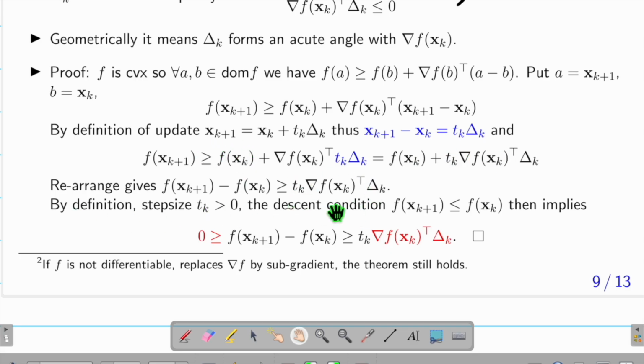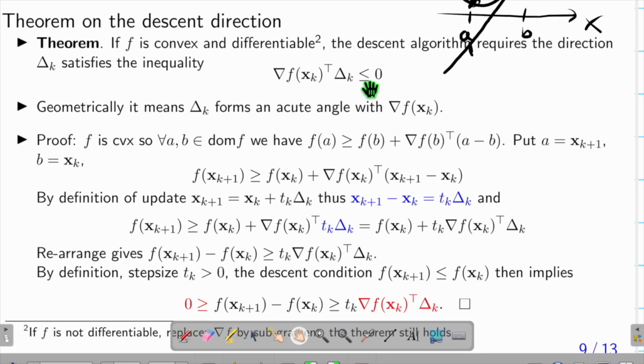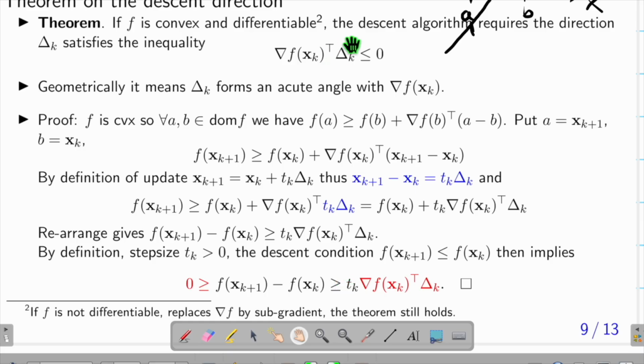By the definition of descent, I want the new value smaller than the old. That means this whole thing needs to be negative. This thing needs to be negative means, by this inequality, this is larger than this thing, which is larger than this thing, so 0 is larger than this thing. So I will have this, because step size is always larger than 0. So this is the idea. If you have a delta that has negative inner product with the gradient, you are guaranteed the function value goes down. This is a descent direction.